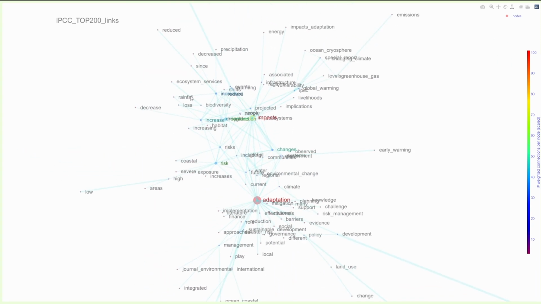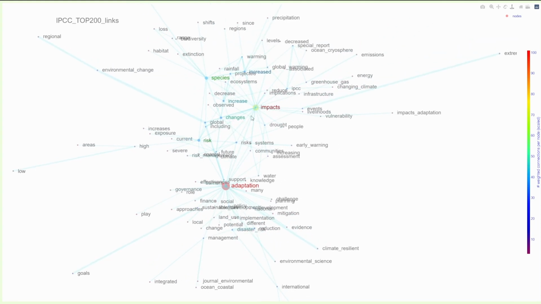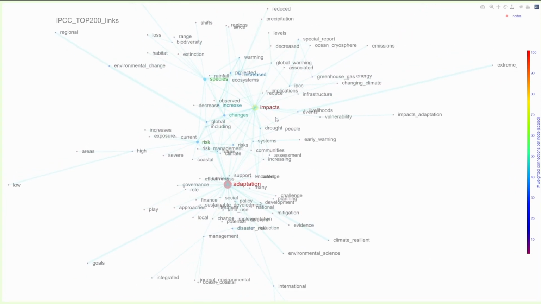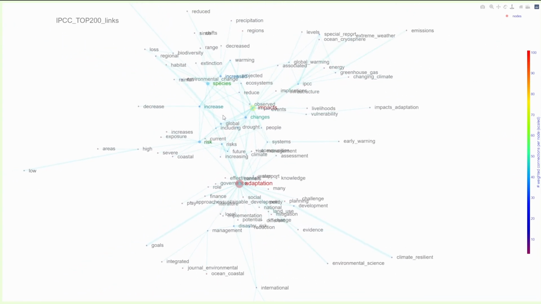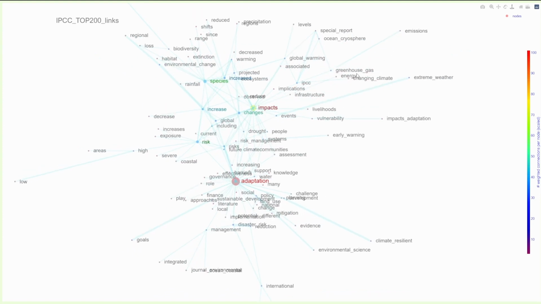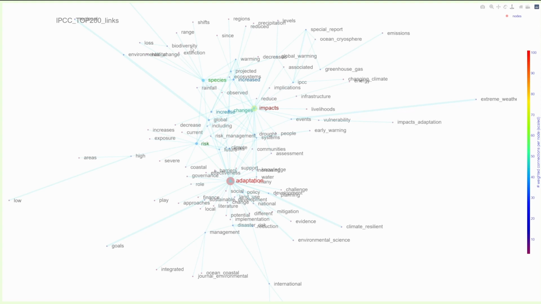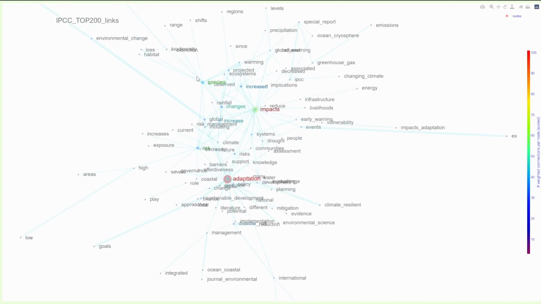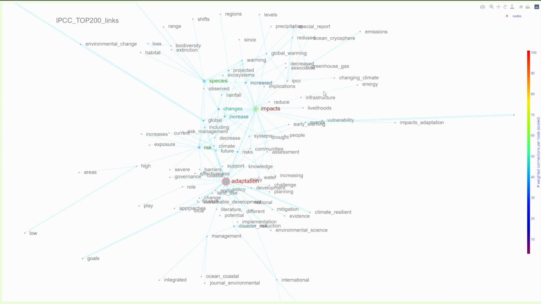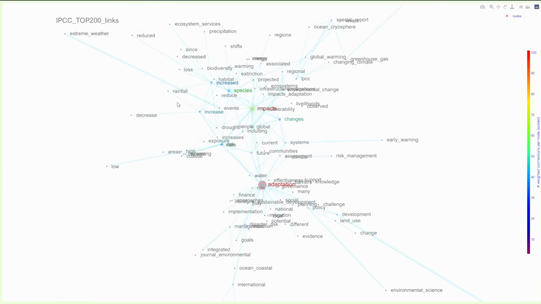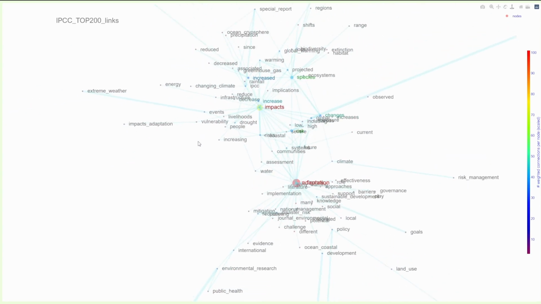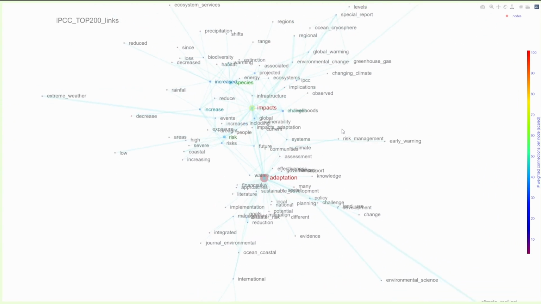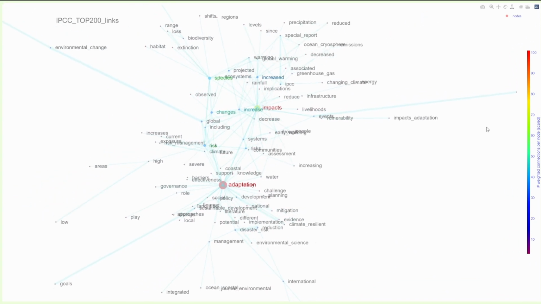And then, of course, on top now we have the impacts. And you see, they start to spread out a little bit. They're not so sharply coned. Of course, the first 200 and no indication at all. But you see here greenhouse gas emission, energy, extreme weather, emissions, ocean, cryosphere, impact on species, the biodiversity, extinction, the habitat, the loss of biodiversity. So yes, I think you can get an idea, ecosystem services, you can get an idea what's going on here just looking at the first 200 links.